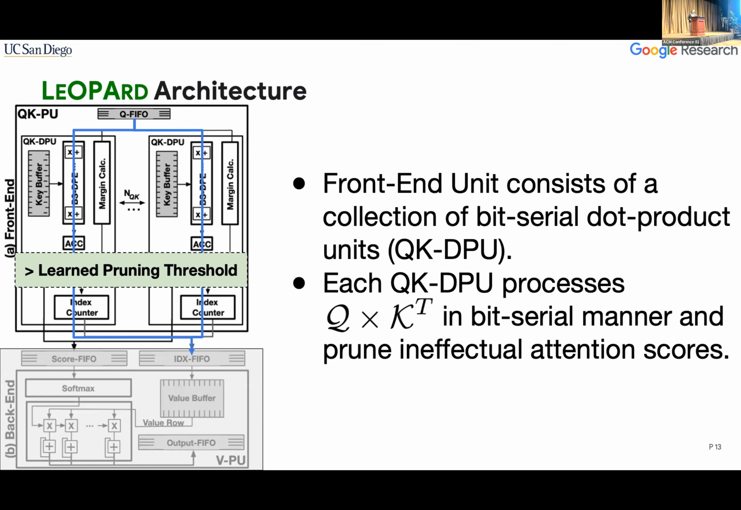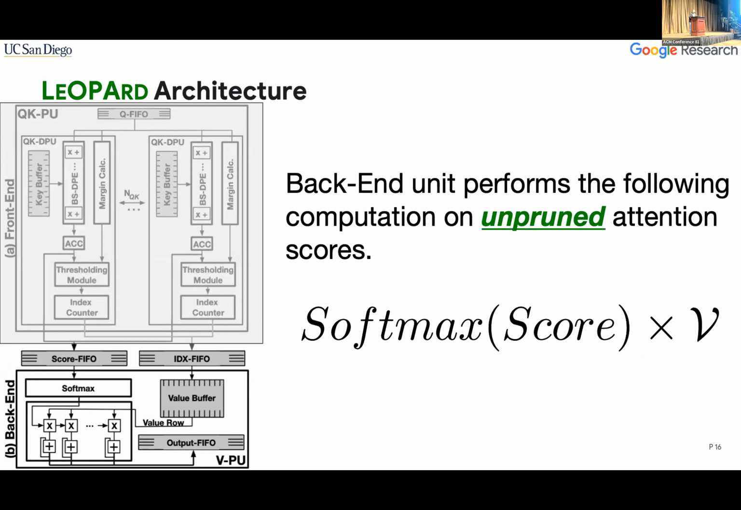Okay, I have to go a little bit faster. I'm going to briefly talk about our bit-serial architecture. It's constituted of two parts, front end and back end. The front end is responsible for calculating Q multiplied by K and comparing it with the threshold. We have this predefined learned threshold that we already put on the accelerator. If the calculated value is below this threshold, we simply discard it; we don't send it to the back end. What happens to the ones that are above the threshold? We send them to the back end for softmax calculation and score value computations. Remember, the back end only performs operations for unpruned attention scores.